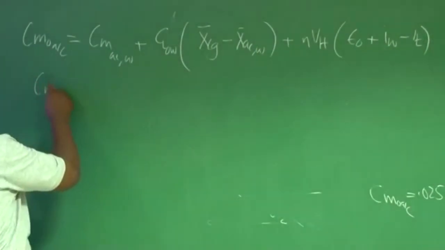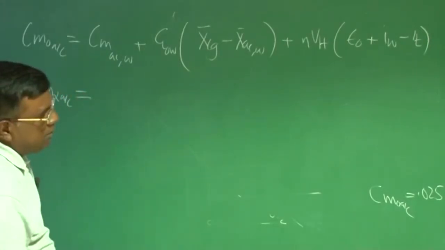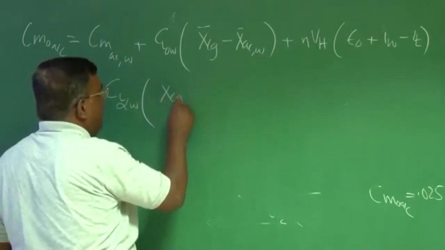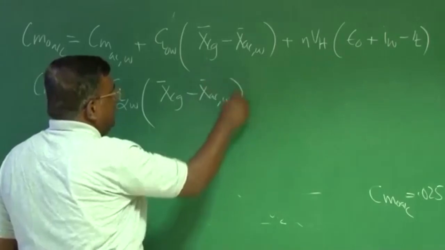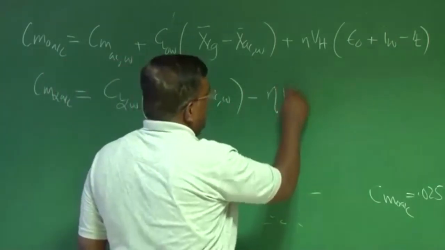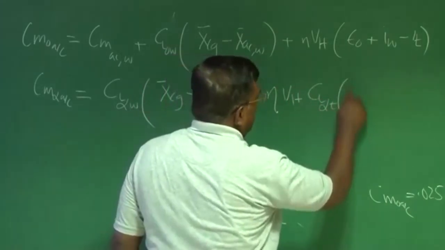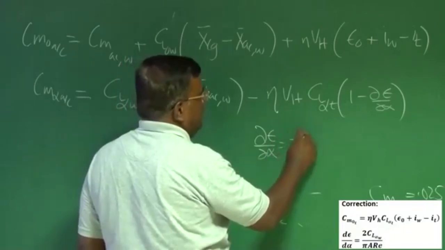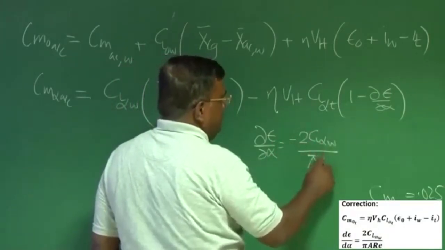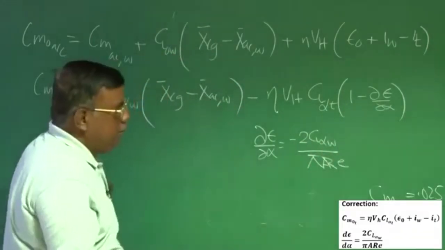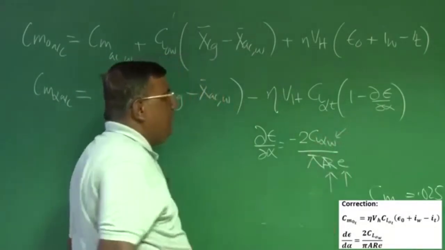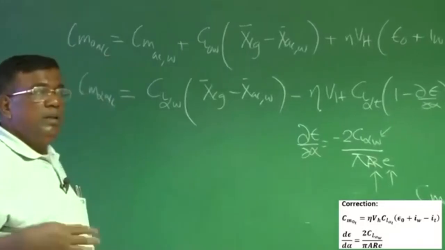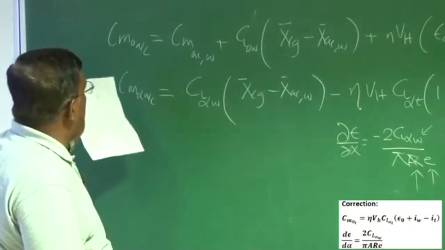And CM alpha of the aircraft is roughly equal to CM alpha of the wing, that is CL alpha of the wing into XCG bar minus XAC wing bar, minus eta VH CL alpha tail into 1 minus d epsilon by d alpha. You know that d epsilon by d alpha, as a first order approximation, I can write as 2 CL alpha wing by pi aspect ratio e. We have already chosen aspect ratio and e as well as CL alpha wing. This value may come around 0.3, sometimes 0.4, it's pretty large. So you have to locate the tail. Those will be in the final design. Let us not change the focus here. What is our aim?